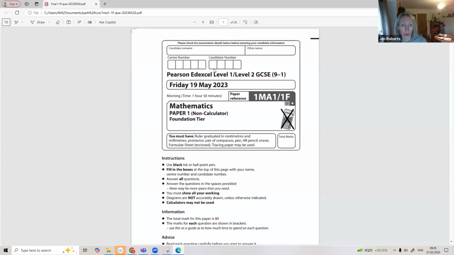Okay, this is a walkthrough of this paper, Edexcel Maths GCSE, Paper 1, non-calculator, foundation tier.